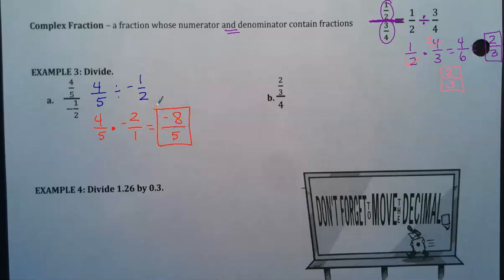And you can leave it just like that. Remember, I told you you're welcome to leave it as an improper fraction as long as it can't be reduced any further. And 8 and 5 don't have any common factors. You do not have to make it a mixed number.